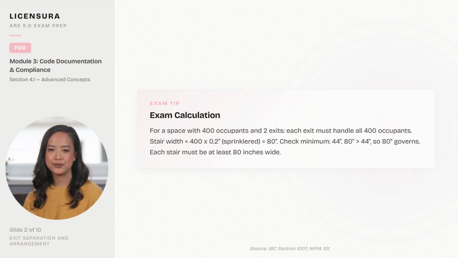Exam calculation. For a space with 400 occupants and 2 exits, each exit must handle all 400 occupants. Stair width equals 400 times 0.2 inches, sprinklered, equals 80 inches. Check minimum, 44 inches. 80 inches is more than 44 inches, so 80 inches governs. Each stair must be at least 80 inches wide.